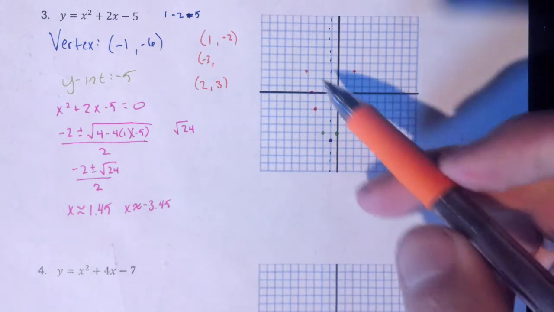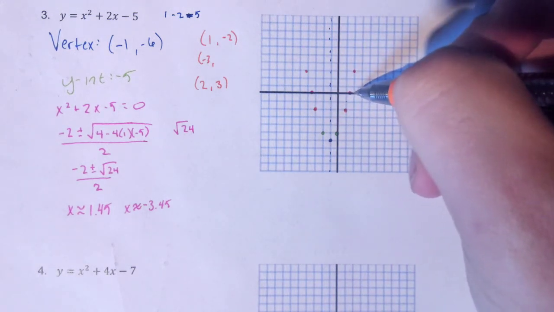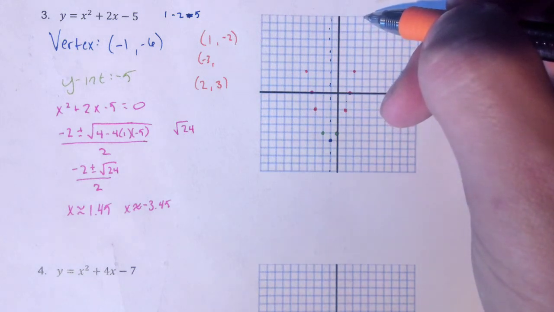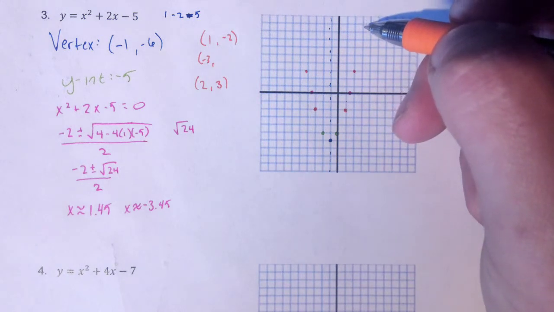So you can do more points. If you wanted to do another one, you could plug in 3 and get another point. It would be somewhere up here probably. But, you know, whatever you want.